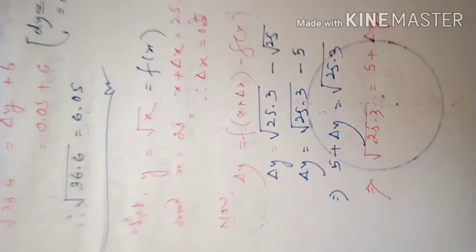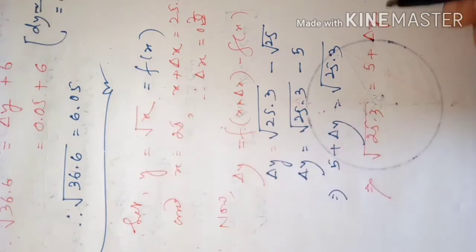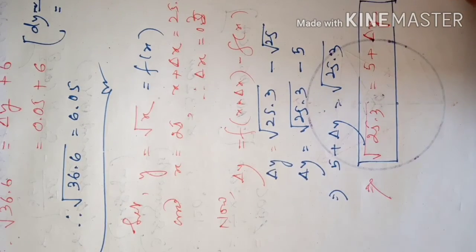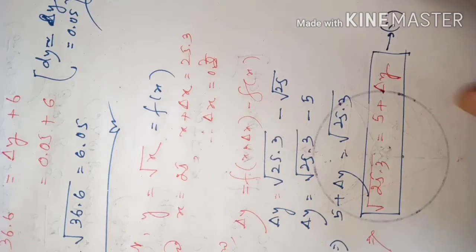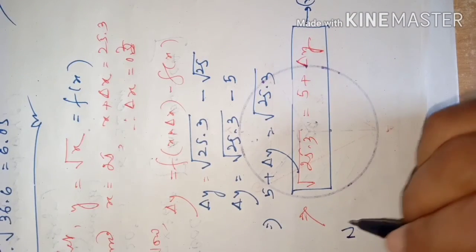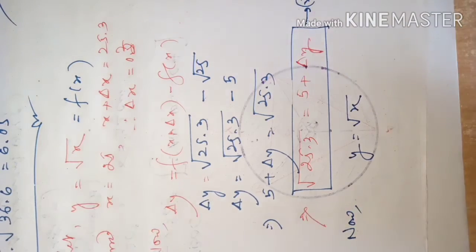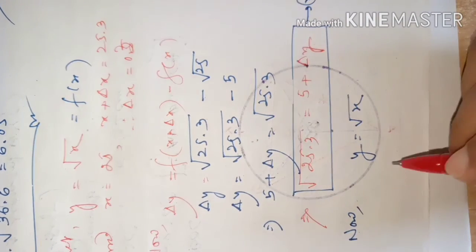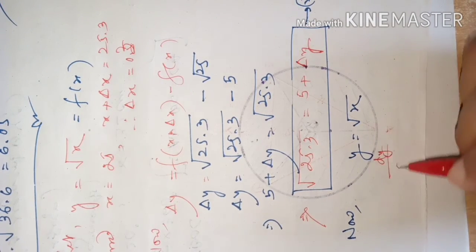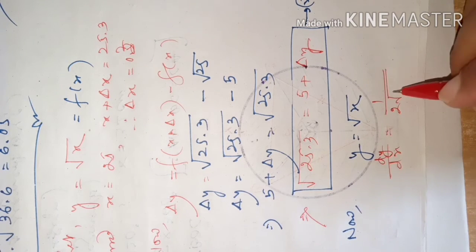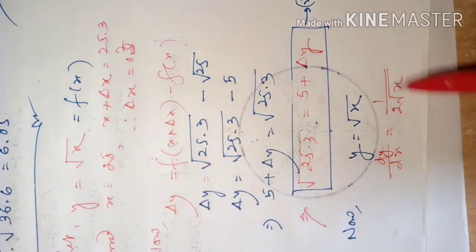Now dear students, we pause for a moment here. To know the value of delta y, we need to go through this process. Let us number it as 1. Take the given function y equal to under root x. Then what is dy by dx? dy by dx is 1 by 2 under root x.